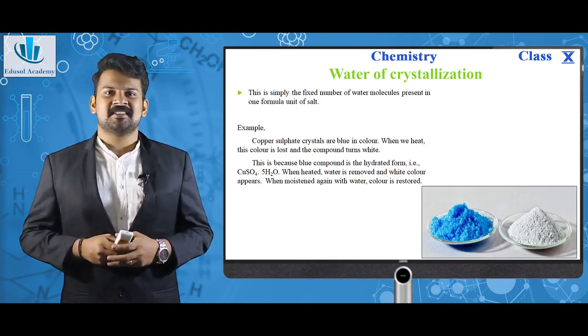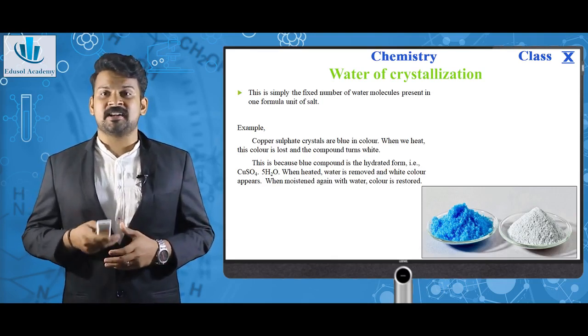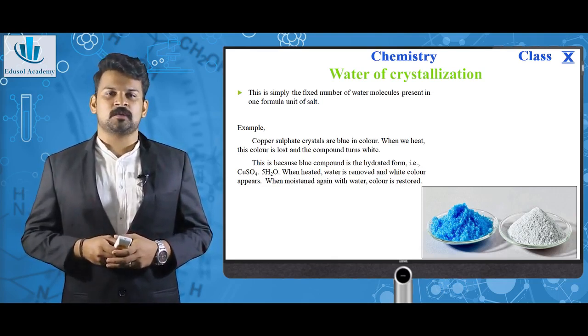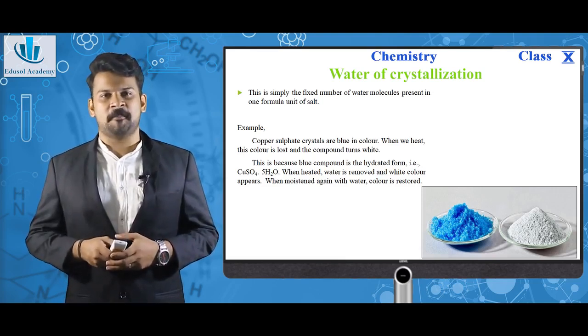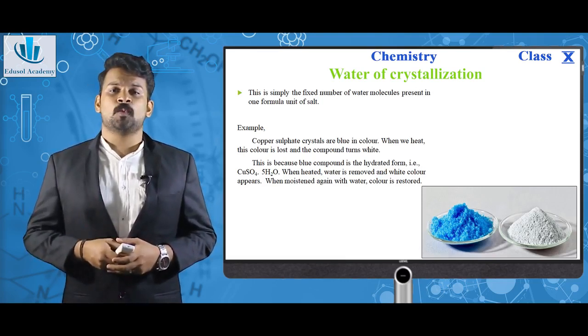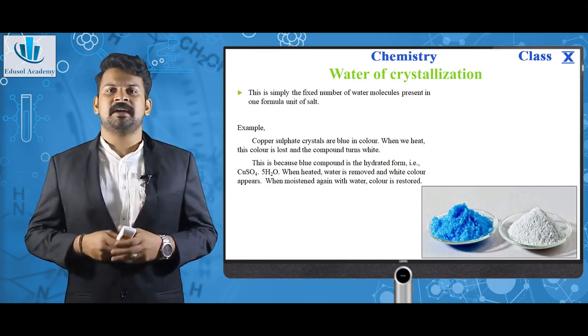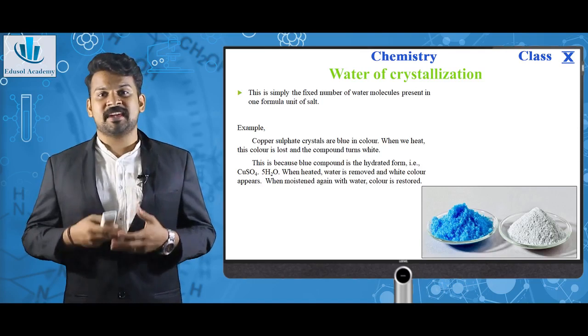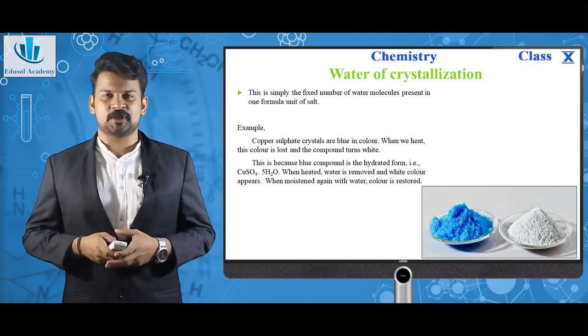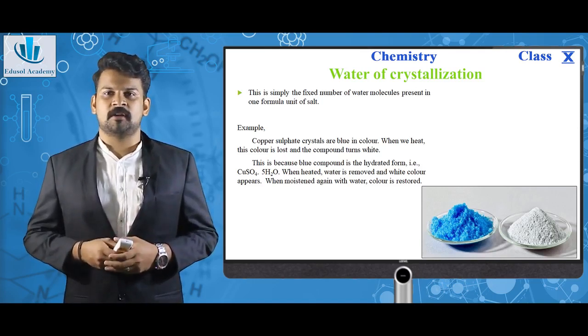This is because the blue compound is in the hydrated form, which is CuSO4.5H2O. This is the pentahydrated form. When heated, this water, which means the hydrated form, is removed and the white color appears. When moistened again with water, the color is restored. So this is the water of crystallization.